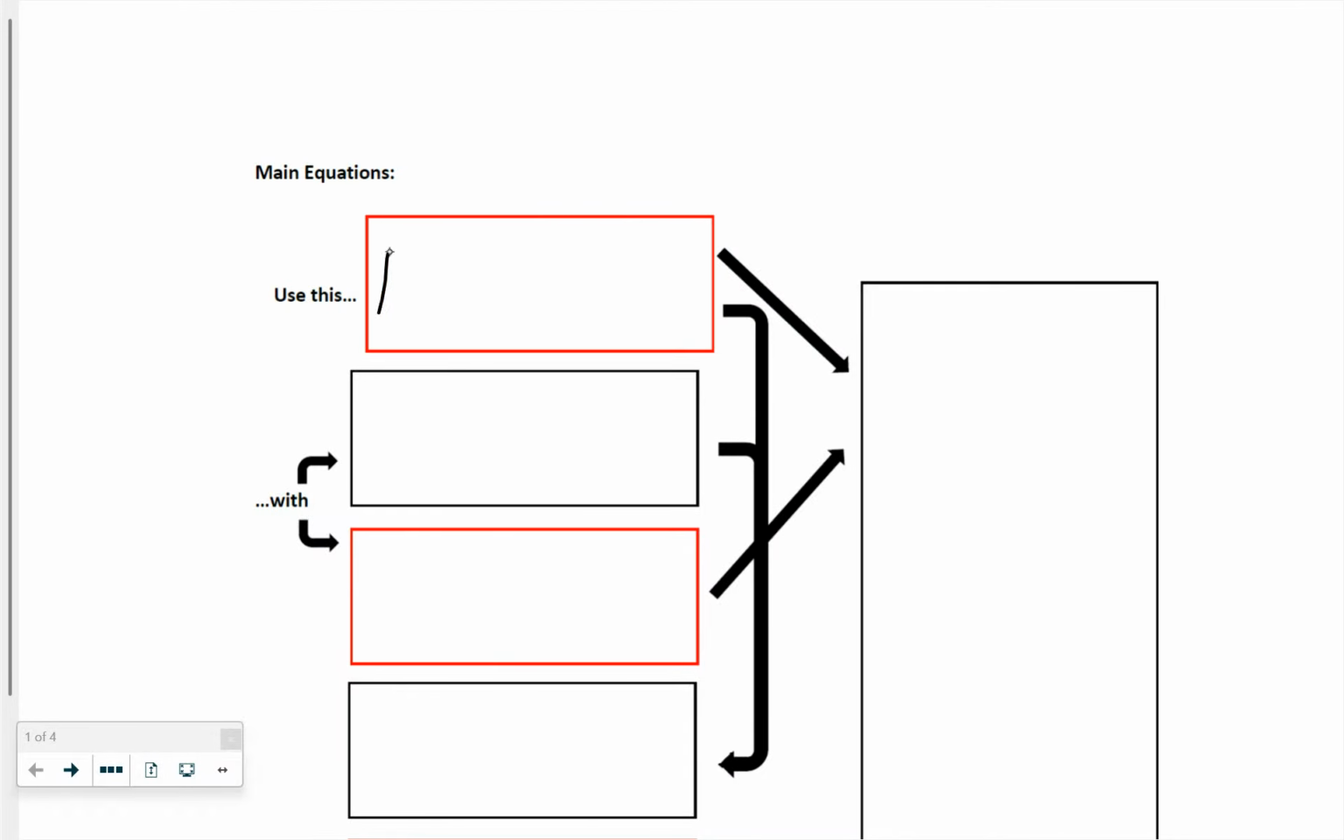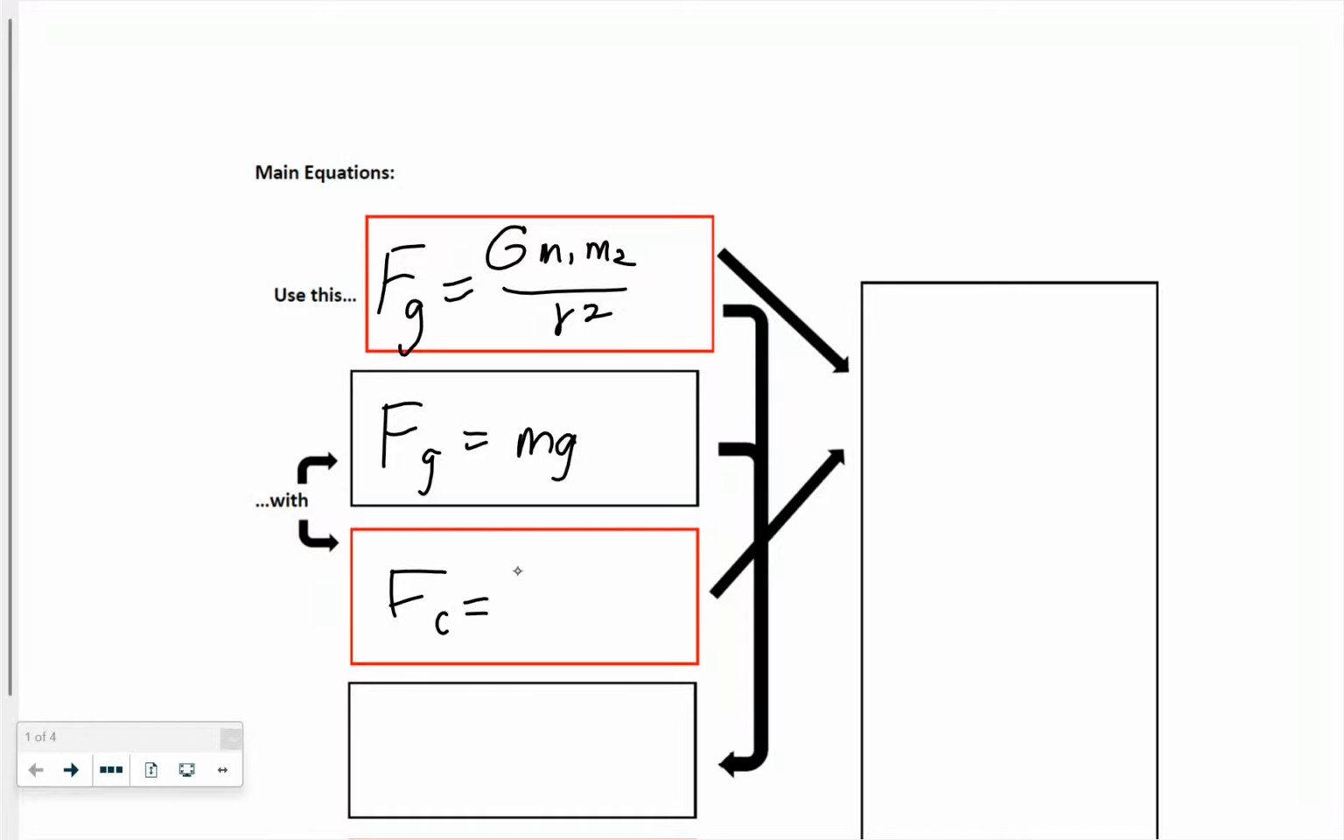So our first equation, which we started with, was force of gravity equals big G m1 m2 over r squared. That's two objects that are close together or far apart, and the force of gravity that's felt between them. Big G is a constant, and these are the two masses and the distance between them. We can set this equal to two different things. We can set it equal to the basic force of gravity equation that we know, which is mass times gravity, or we can set it equal to the centripetal force equation, which is mass times centripetal acceleration.